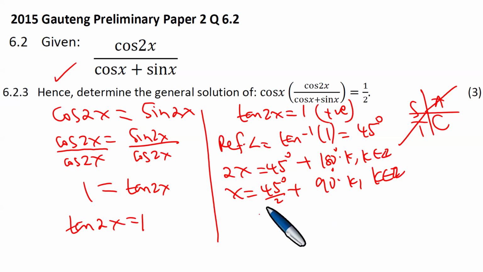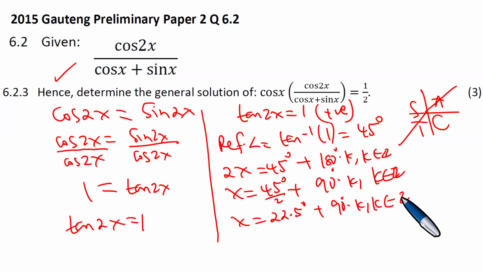So yeah, another kid can do it like this. And therefore, this one is 22.5 degrees plus 90 degrees by k, k in Z. Okay, what is the next thing?